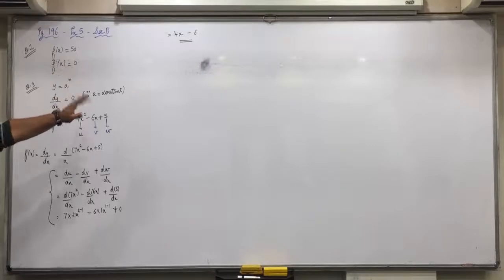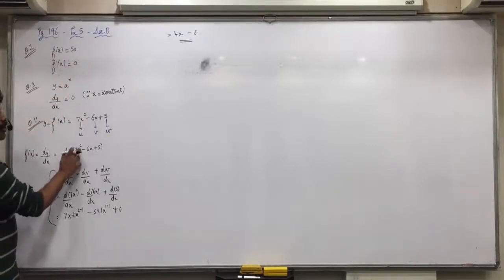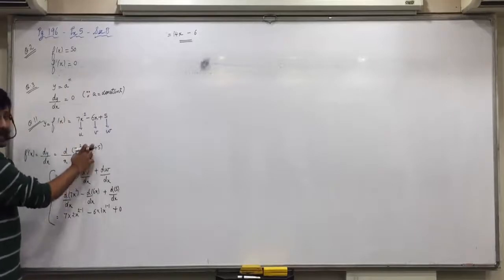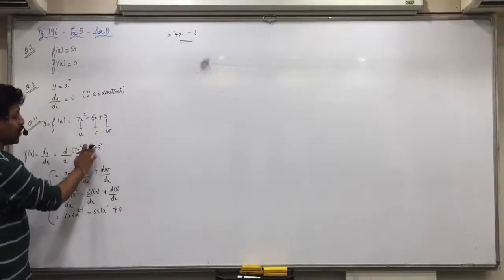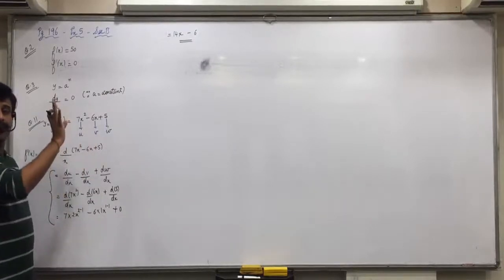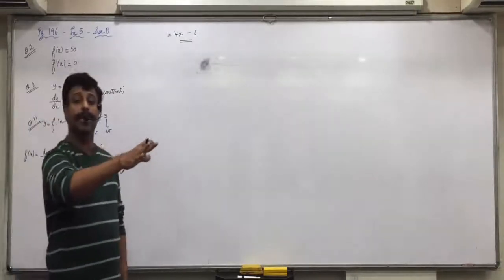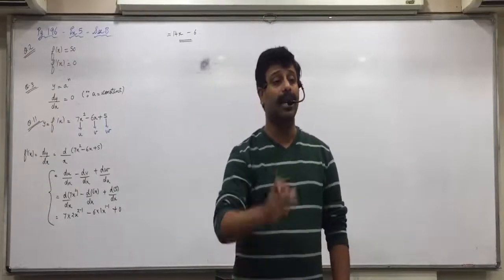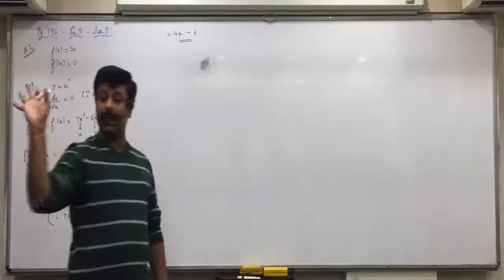Did everyone understand this? Once again, 7 into 2, 14, x, 2 minus 1, 1. 6 into 1, 6, x raised to 1 minus 1, 0. So 6x will become 6. 10x will become 10. 20x will become 20. Half x will become half. If x is there, simply x will get cancelled.